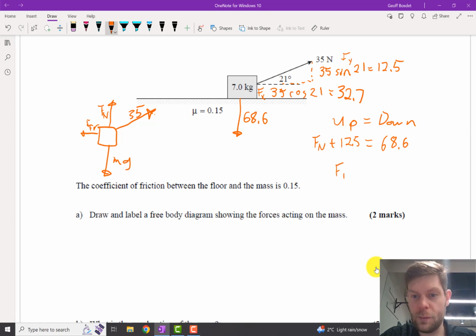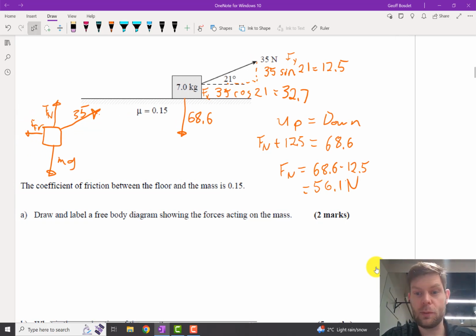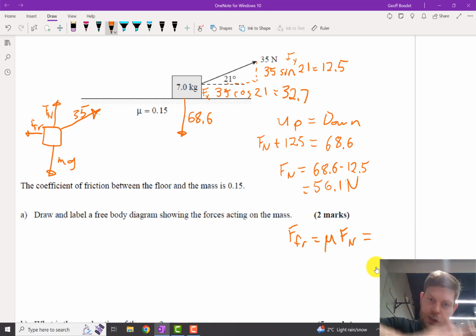So Fn, my normal force, how hard the surface is pushing up, is just going to be 68.6 minus 12.5, or 56.1. Now I've got my normal force. I can go put it into my friction formula. Friction is always mu Fn. We got mu, how sticky the two surfaces are together, and we got Fn, how hard they're getting squished together.